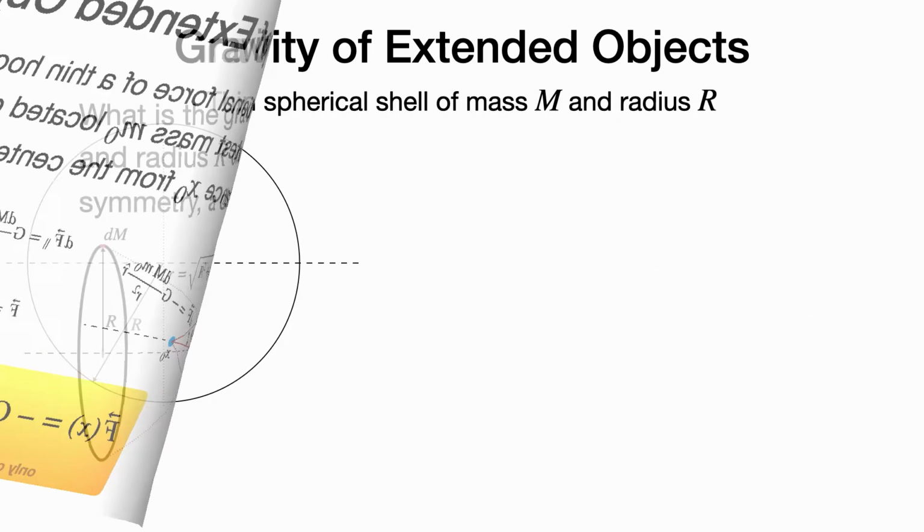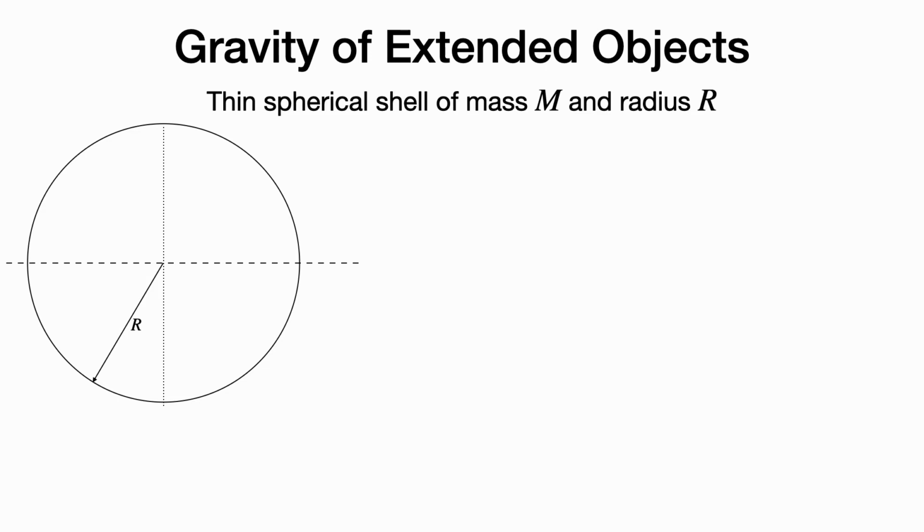More interesting is what happens if we consider the gravitational attraction of a thin spherical shell of mass m and radius r. Let us consider the gravitational force on a point mass at some location x0 along the x-axis. We can compute this by breaking up our spherical shell into a number of thin hoops, each one behaving very much like the thin hoop in the previous example. So, we can realize from the symmetry of the problem that we only need to compute the components of the force which are parallel to the x-axis.